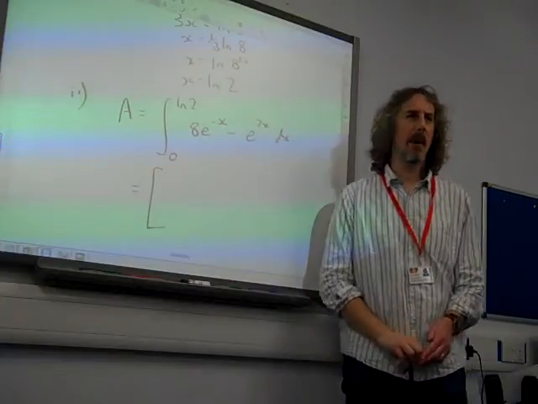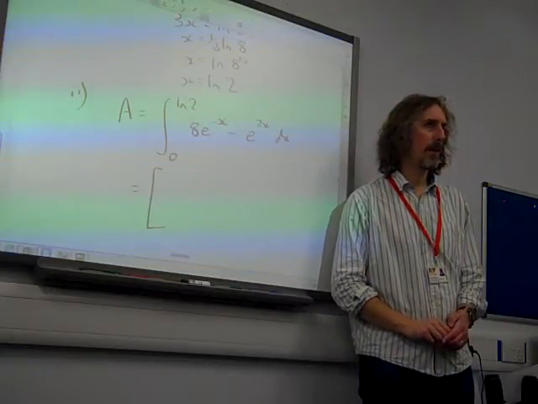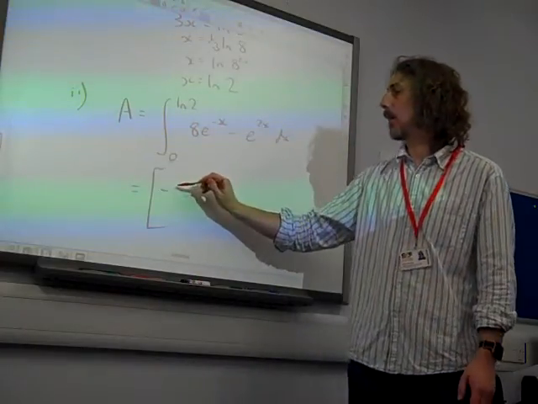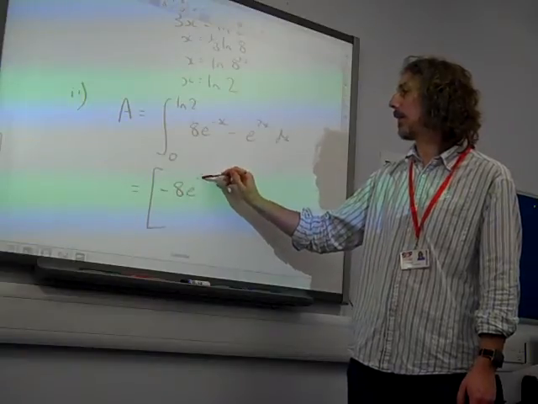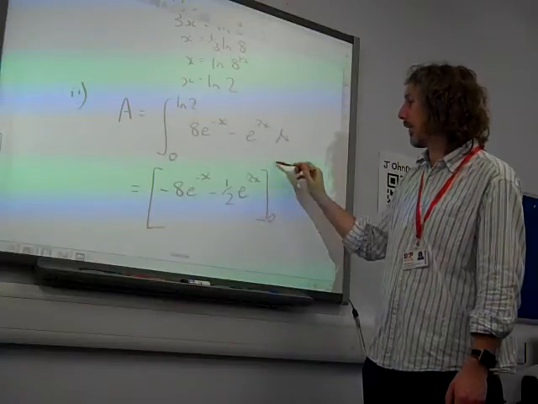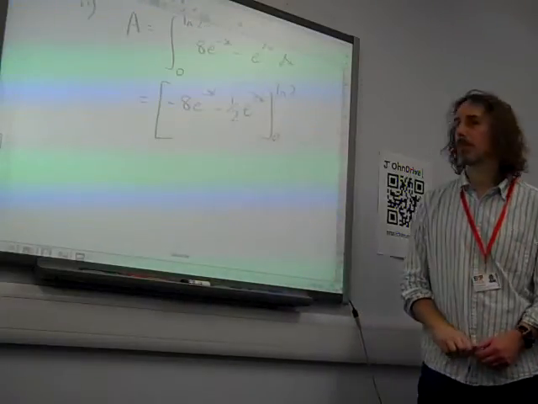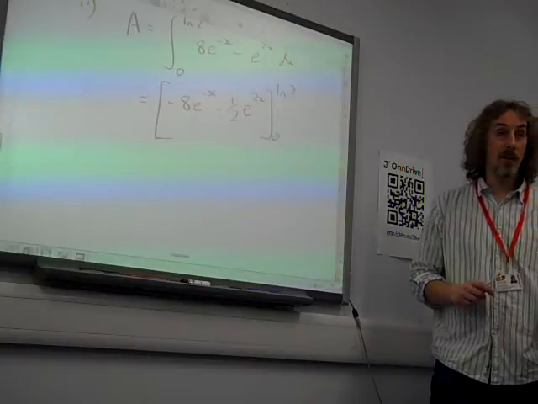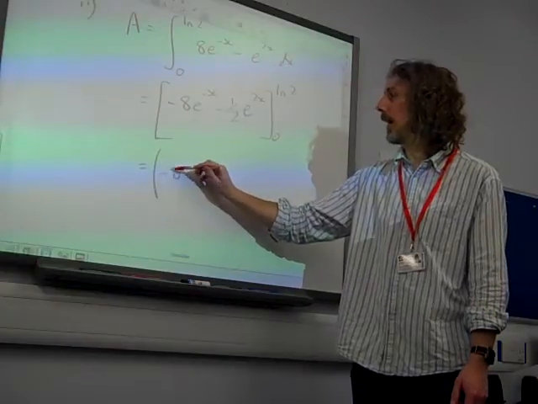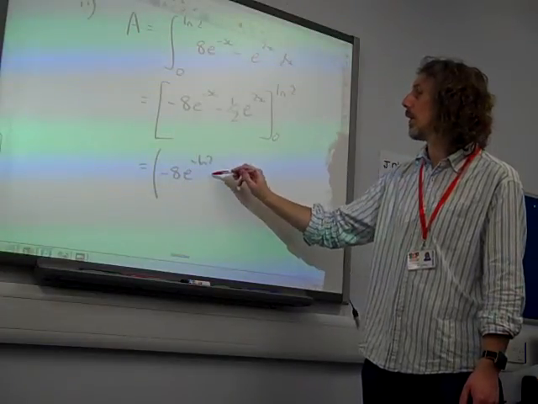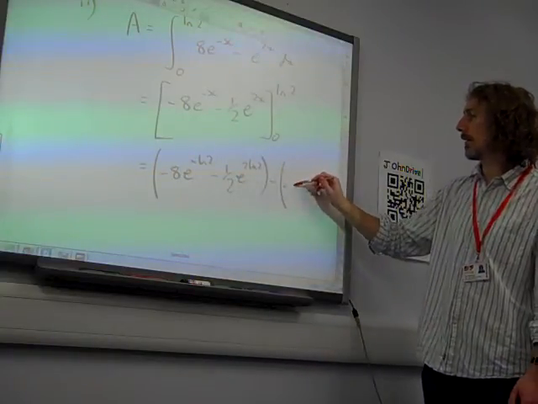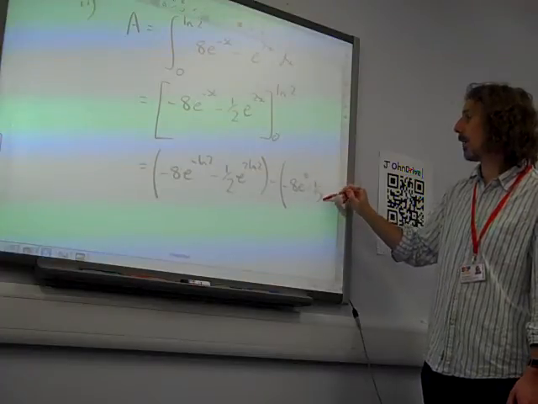If we integrate e^(-x), we know that if you integrate e^(ax), you get 1 over a times e^(ax). So that becomes 8 over minus 1 times e^(-x), and this becomes a half e^(2x), between 0 and ln 2. Again, we've got to demonstrate non-calculator usage. So that's minus 8e^(-ln 2) minus a half e^(2 ln 2), take away minus 8e^0 minus a half e^0.